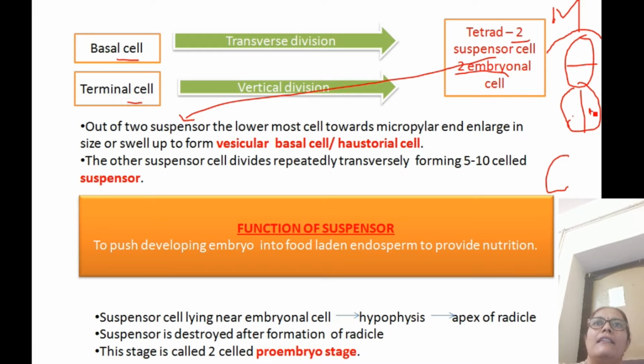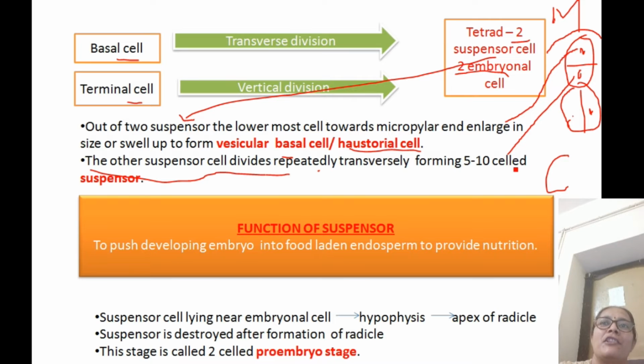This is the embryo and this is the nucleus. So what happens? The lowermost cell, which cell? The cell which is towards the micropylar end enlarges in size and forms the vesicular basal cell or haustorial cell. The other suspensor cell, meaning this one, divides repeatedly and forms a 6 to 10 celled filamentous structure called suspensor.